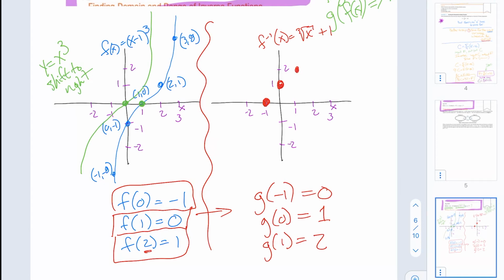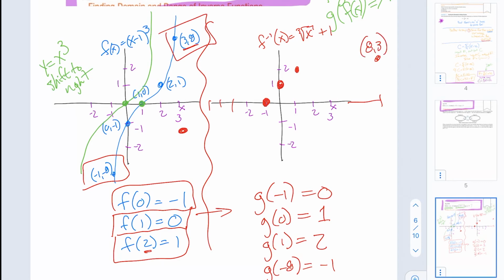And I could plug in the negative ones here too. So what would we get? Let's say g of negative 8. What's g of negative 8? Well, what number over here would give me an output of negative 8? It's negative 1. So if I go over here to negative 8, I'm going to be at negative 1. And you can fill in more and more dots on this. (3, 8) up here in the corner corresponds over here to (8, 3). And if I fill it in, I can get a curve like that.